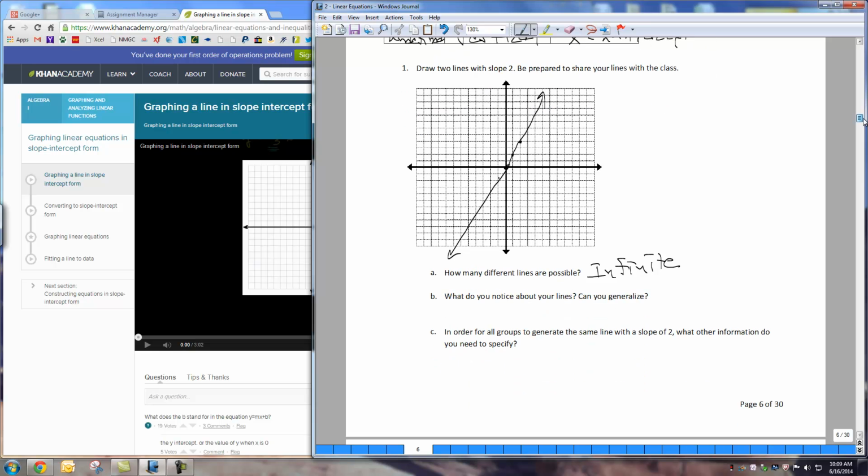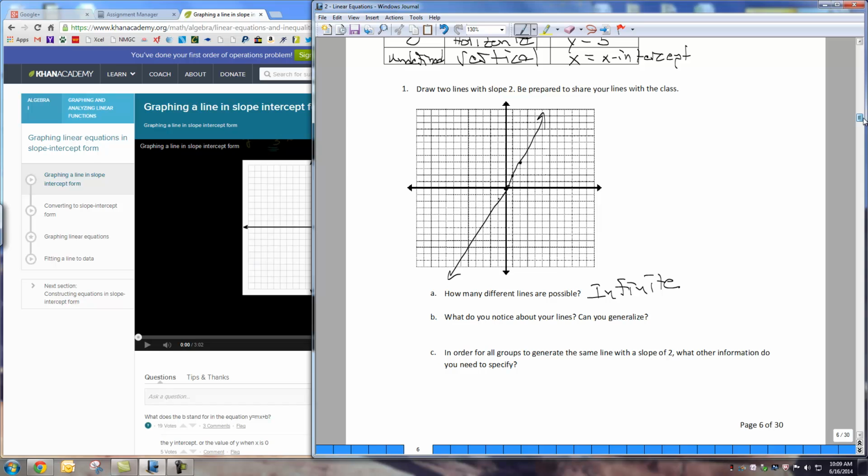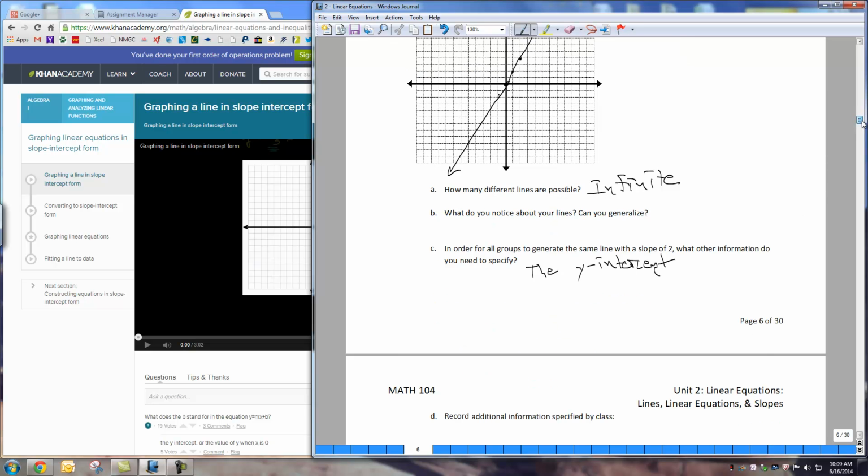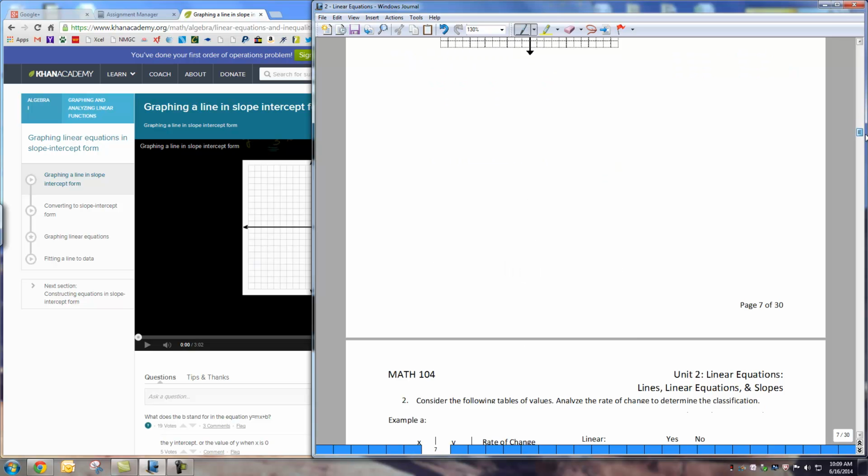What do you notice about your lines? They have equal slope, right? In order for all groups to generate the same line with the slope of 2, what other information do you need to specify? The y-intercept. So we need both of those things in order to specify a specific line. Not just the slope, not just the y-intercept. Because I could draw a bunch of lines here with the slope of 2, right? A bunch of lines. So I need both of those pieces of information. I need the slope and the y-intercept. Both pieces. Okay.